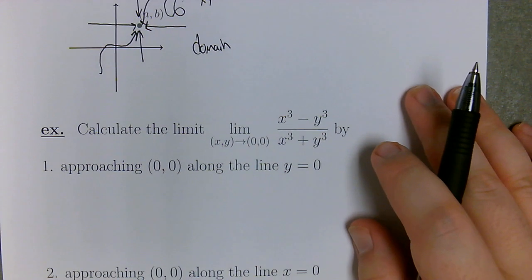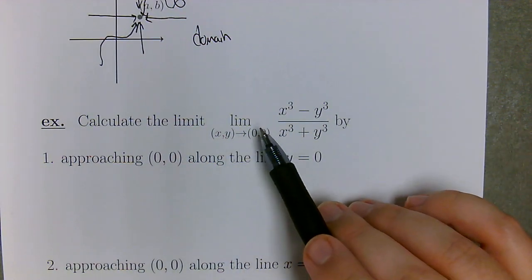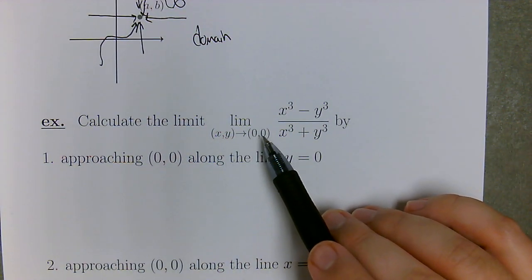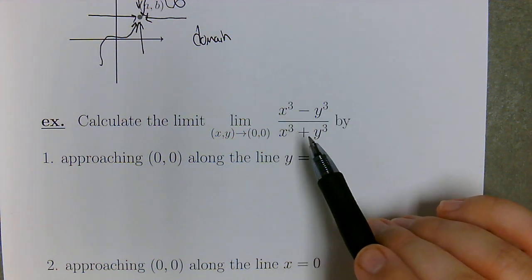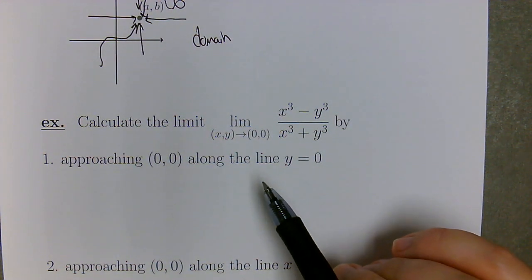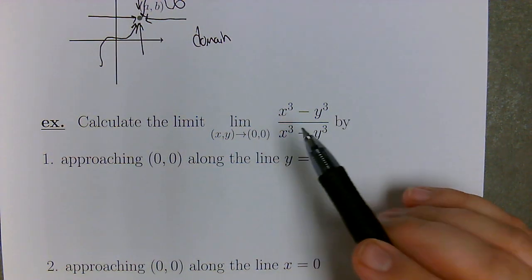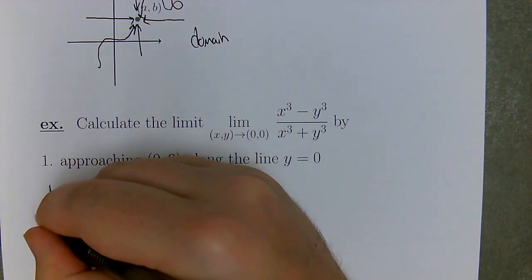So what I want to do is calculate the limit of x and y heading towards the origin of this function here, x cubed minus y cubed over x cubed plus y cubed. The first way I'm going to do it is to approach along the line y equals 0.